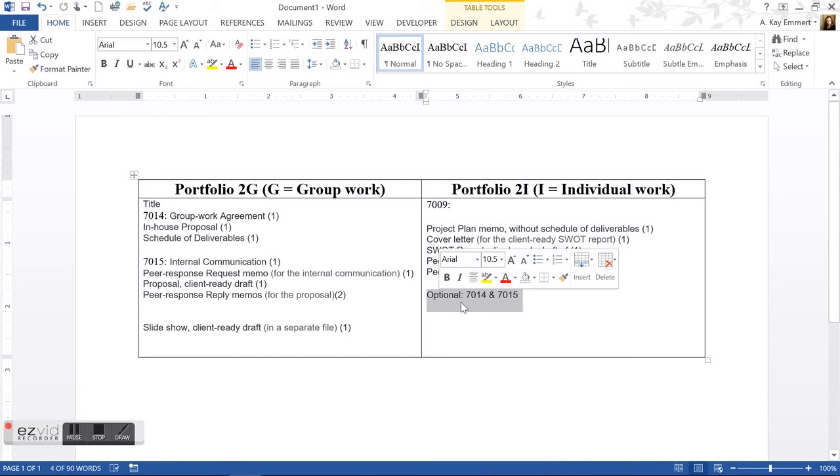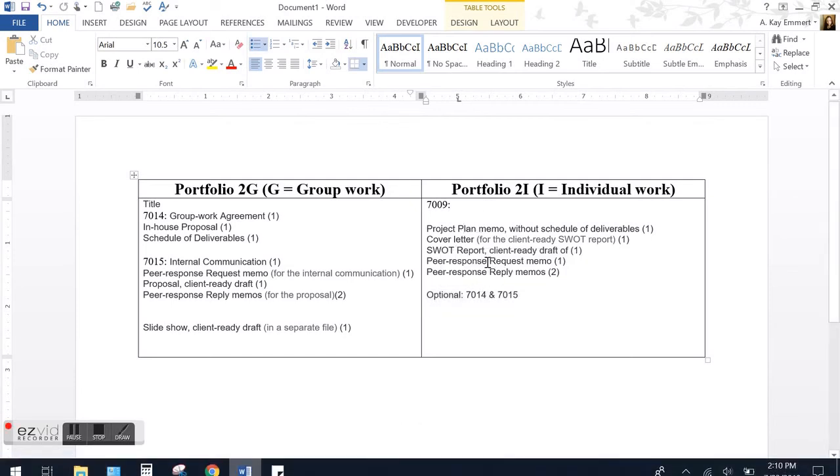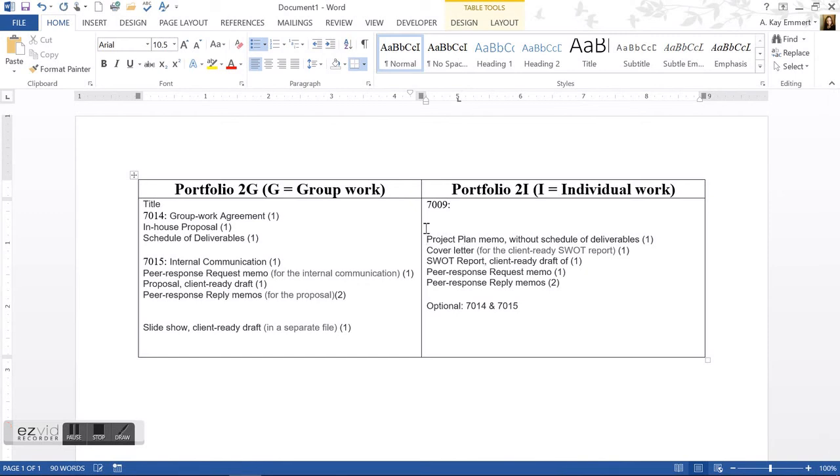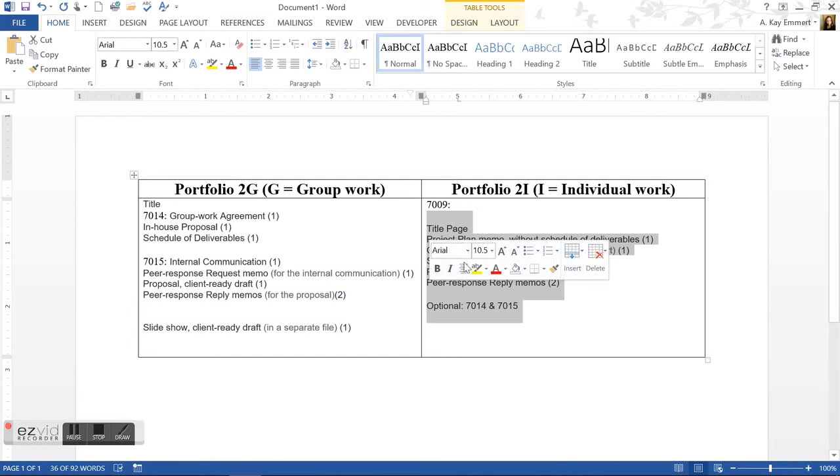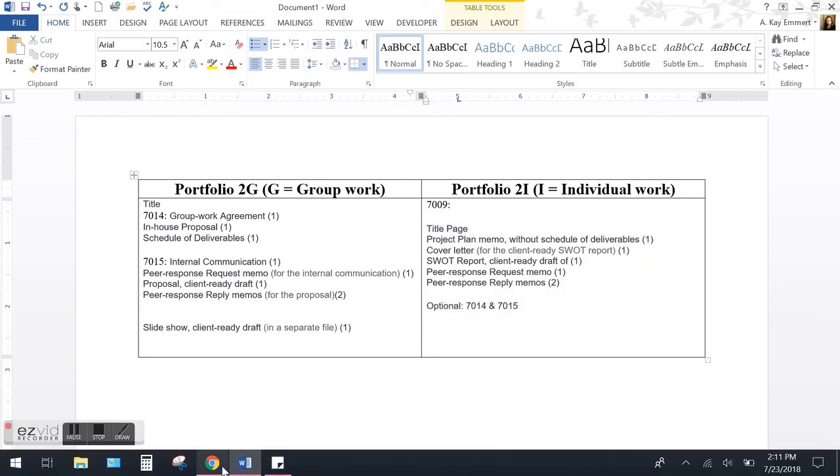All right, so once you are done with revising Portfolio 2I, you can submit this at any point before the deadline. And so this too would be one document. So you'd have a title page, and then each of these documents would start on its own page within that Word document file. And 7014 and 7015 would also be part of the same file. Okay, so regardless of whether you add your own revision to 7014 and/or 7015, this would all still be in one Word document, okay, that you would submit over here in Moodle.